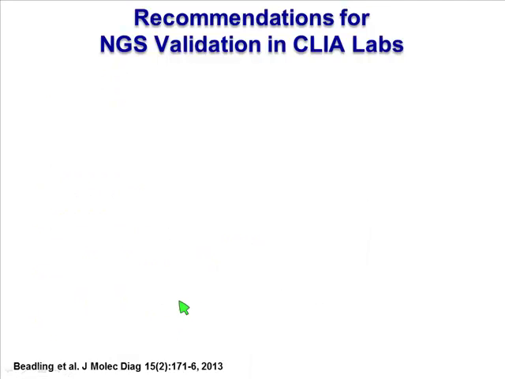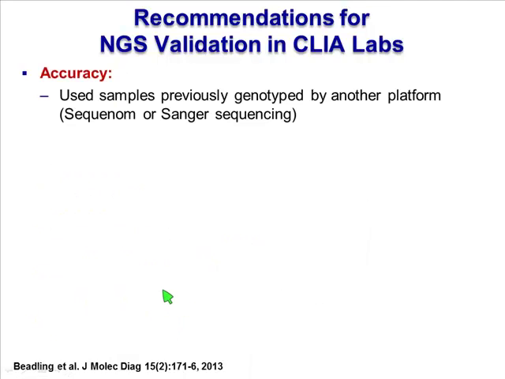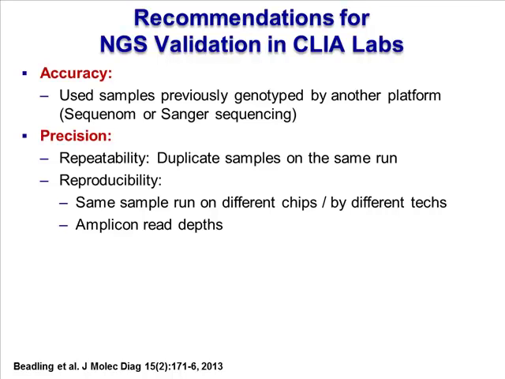So just to give you a quick idea of how we approach this in our lab, we assessed accuracy by using samples that have been previously genotyped by another platform, whether it was the Sequenom MassArray system or standard Sanger sequencing. For precision, we looked at what we call repeatability, namely if we put a duplicate of a sample on the same run, do we get identical results? And then reproducibility: if we put the same sample on different chips on different days, do we get the same result? And can different technicians provide the same results from the same sample?